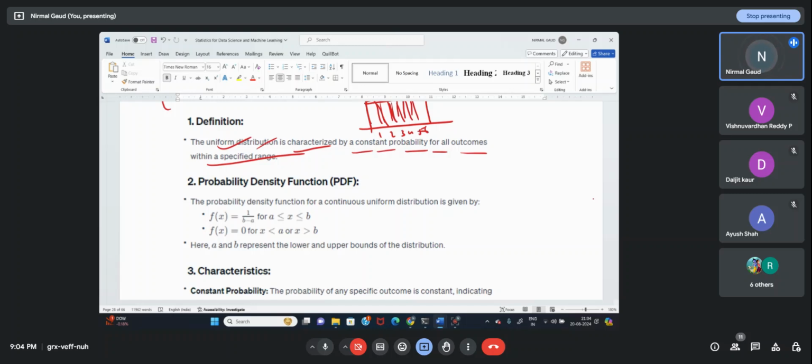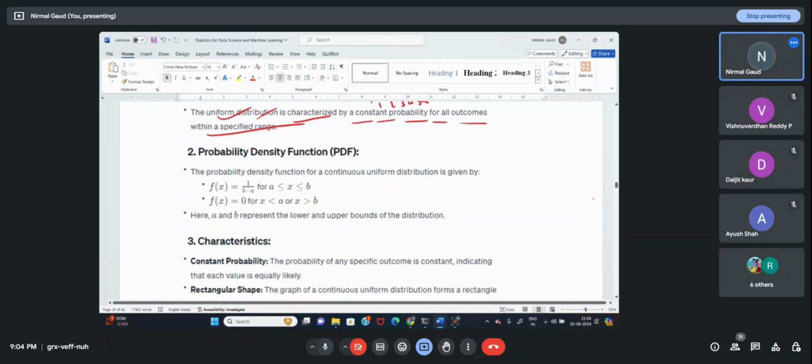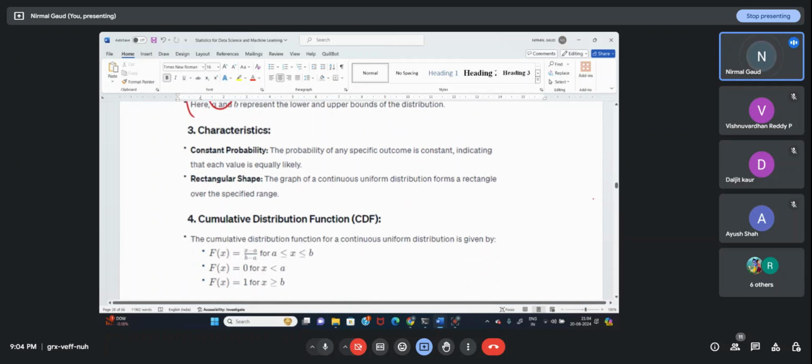Within a specific range, like this, from A to B, they are defined by a function like this: 1 upon B minus A, and for less than A or greater than B, it is 0. So I'll explain it to you.